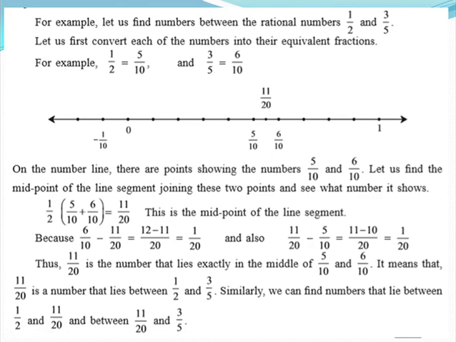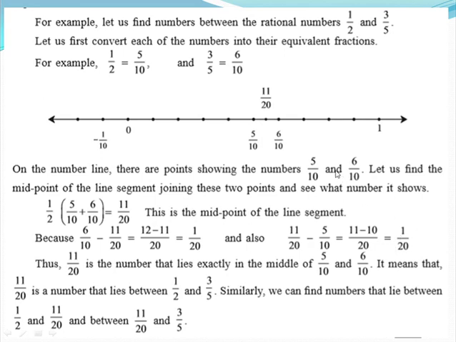Why are we calling 11 upon 20 the midpoint? See the reason. Now when you subtract 11 upon 20 from 6 upon 10, see the subtraction. 6 upon 10 minus 11 upon 20, it is 12 minus 11 upon 20. That is, you first convert it into denominator 20. So as 10 will become 20, 6 will become 12. 12 minus 11 upon 20, you will get 1 upon 20. Similarly, 11 upon 20 minus 5 upon 10 will also give 1 upon 20.